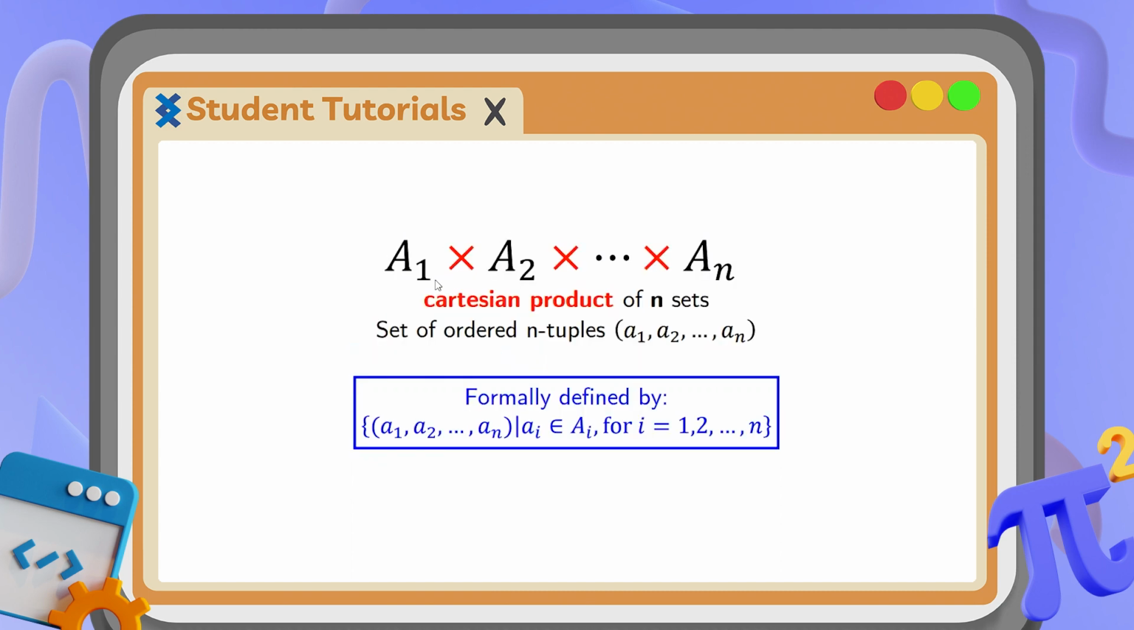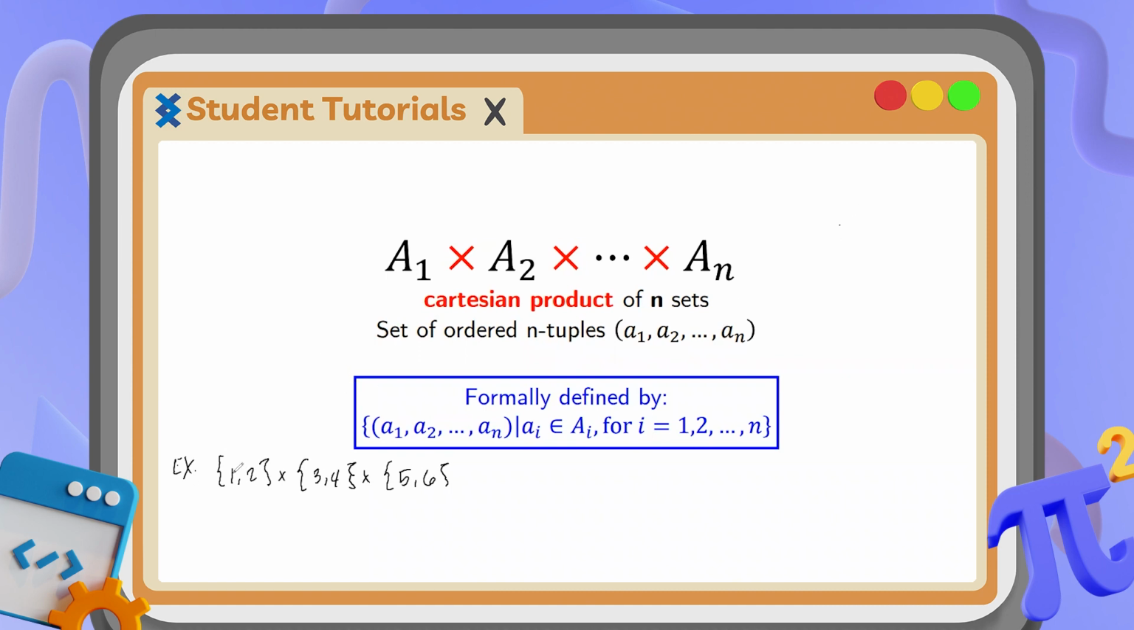So how do we do this time? Let's say I have {1, 2} Cartesian product {3, 4} Cartesian product {5, 6}. Now, the table method that I showed a while ago would not work because this time it has 3 sets. So how do we do it?